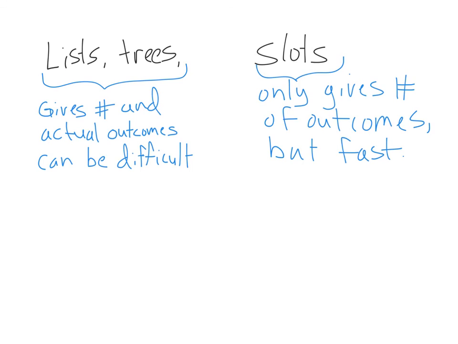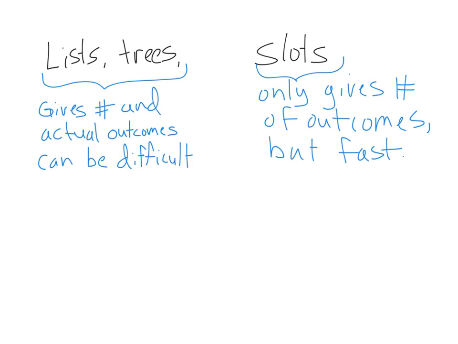And realistically, if your set gets large, like think about if we were flipping 4 coins. Well, what if we were flipping 10 coins? Drawing a tree for that would be outrageous. It would take a long, long time and would be very difficult. So as the number gets higher, lists and trees just simply get impractical. They're not worth the time.